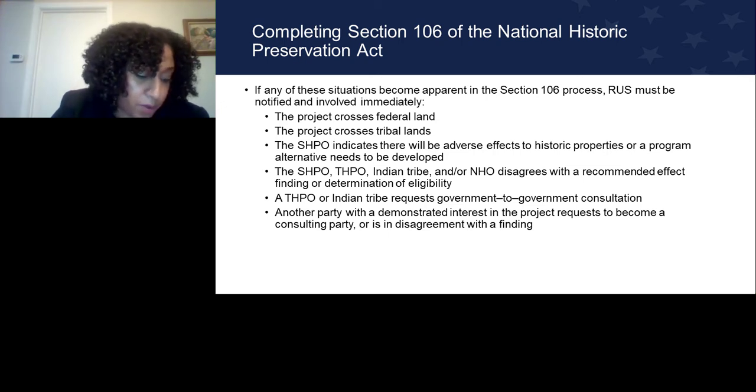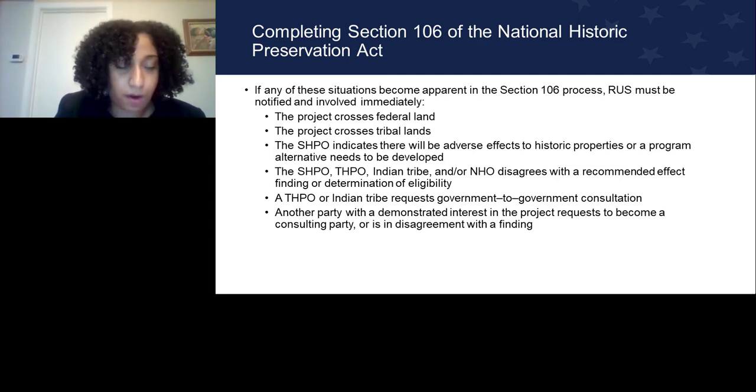or if the THPO or Indian tribe requests government-to-government consultation, or if another party with demonstrated interest in the project requests to be a consulting party or is in disagreement with the finding, feel free to contact us. And again, if you have any questions throughout this process, please feel free to contact us. It's our job to guide you along in the process.